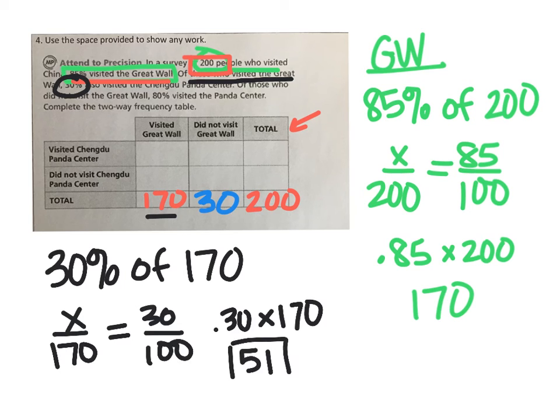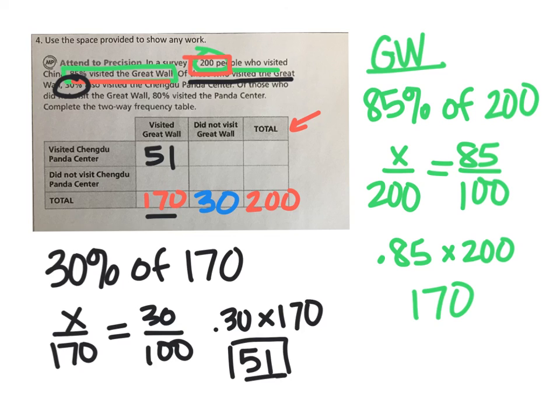I want you to think, where do you think you would put that 51? That's the number of people that visited the Great Wall and did the Panda Center. So again, it's got to be somewhere over here because they visited the Great Wall and the Panda Center, so it should go right there. And I'm going to fill in a 51. Now from there, you should be able to figure out this number. Think about what you know about these three numbers here. And then there's one more piece of information it gives you.